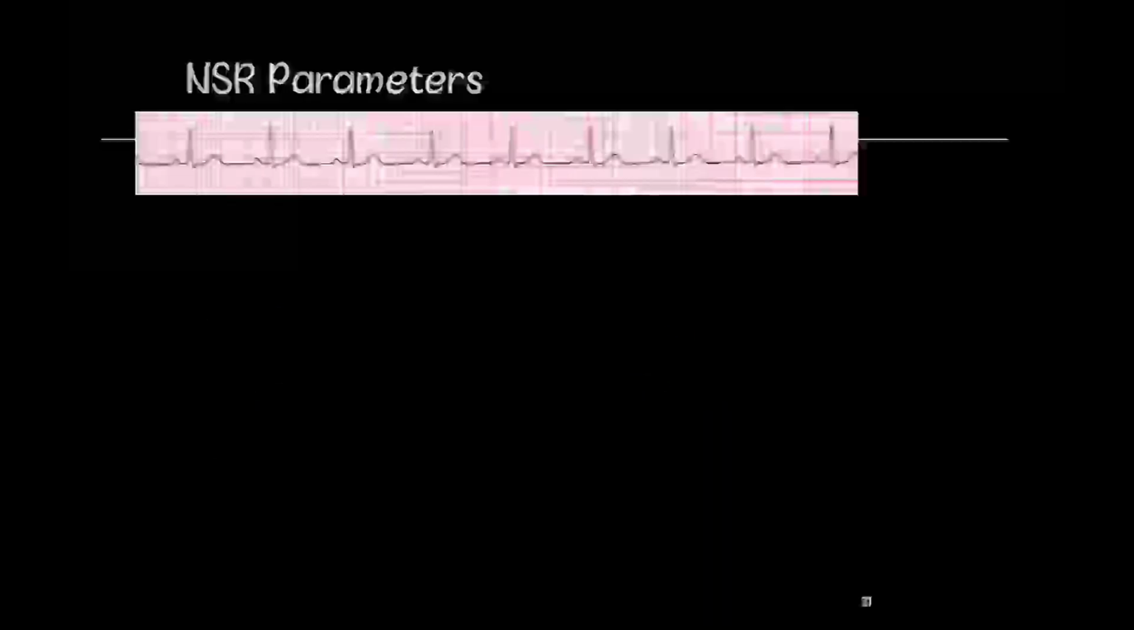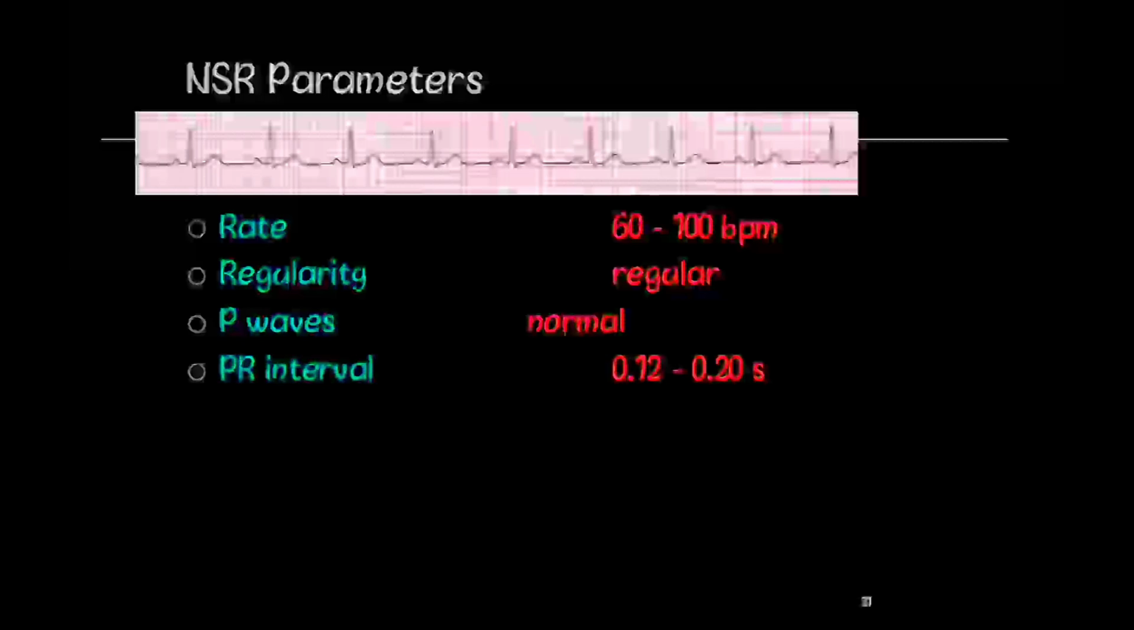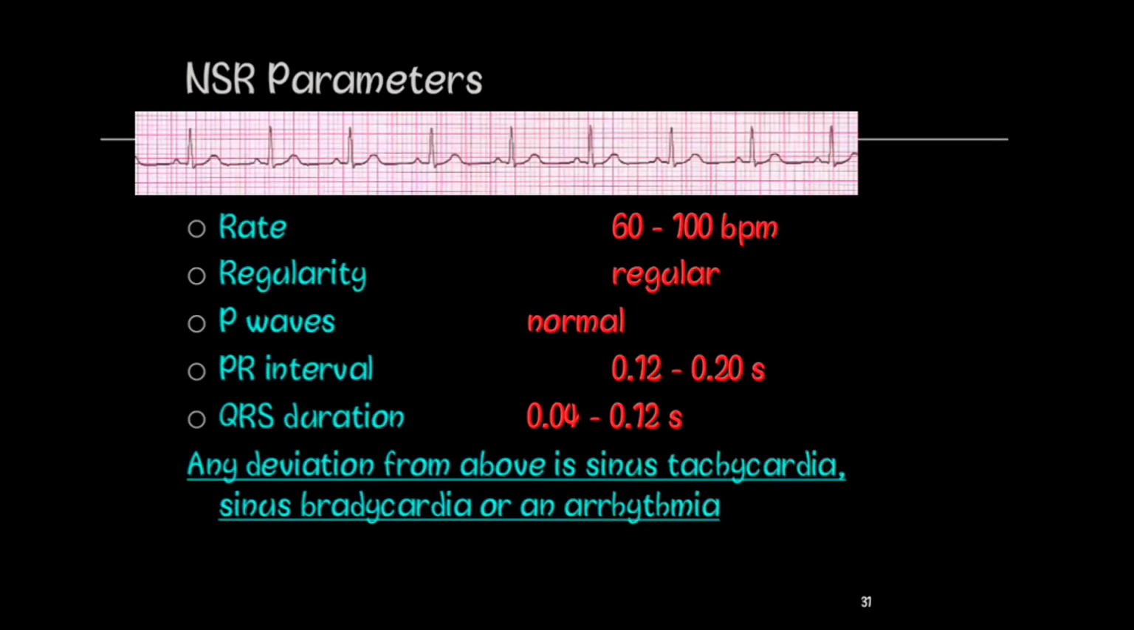Now let's take a look at the values of the NSR parameters, that is, the normal sinus rhythm parameters. The normal values are: heart rate from 60 to 100 bpm, regular rhythm, P waves normal, PR interval from 0.12 seconds to 0.20 seconds, and QRS duration from 0.04 to 0.12 seconds. If there is any deviation from the above, this can be sinus tachycardia, sinus bradycardia, or an arrhythmia.